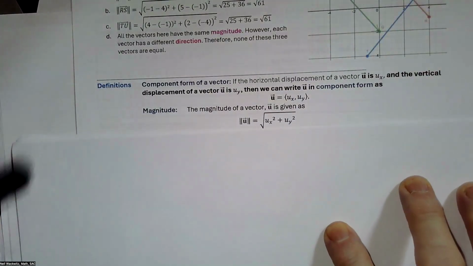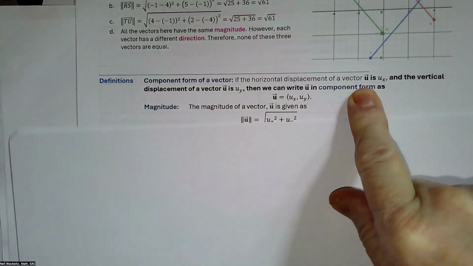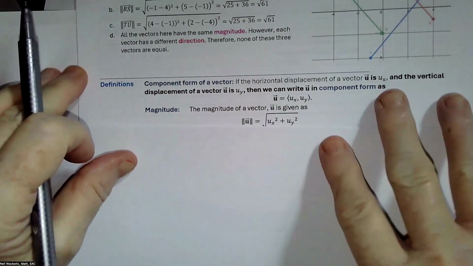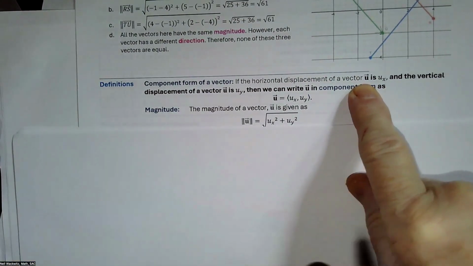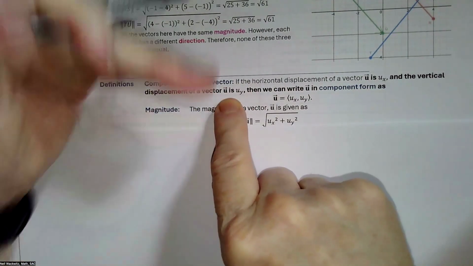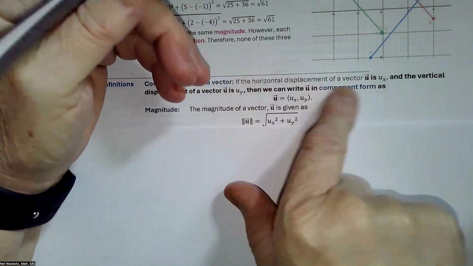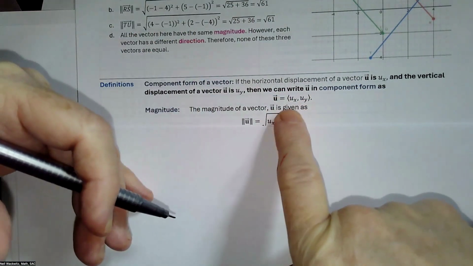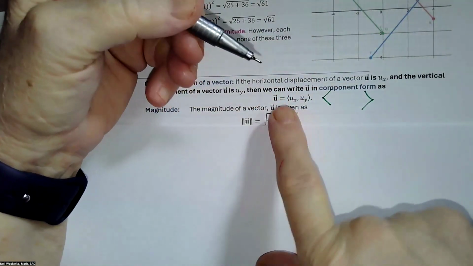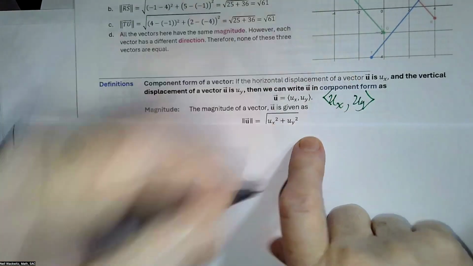The component form of a vector uses this little unit vector. So if the horizontal displacement is u sub x, and the vertical displacement is u sub y, then we can write u in component form as u equals, and you see that these are squared off, u sub x, comma, u sub y.